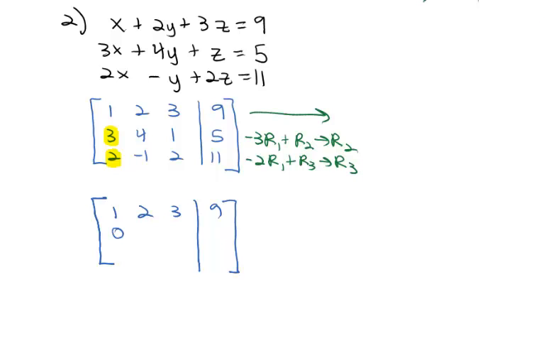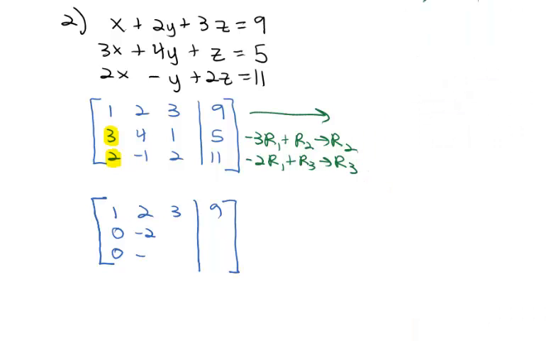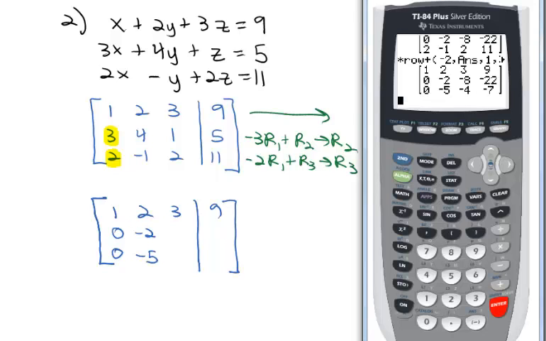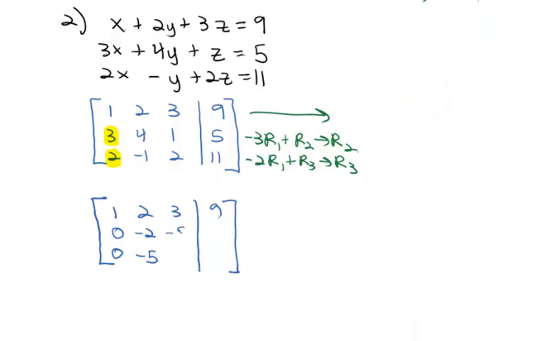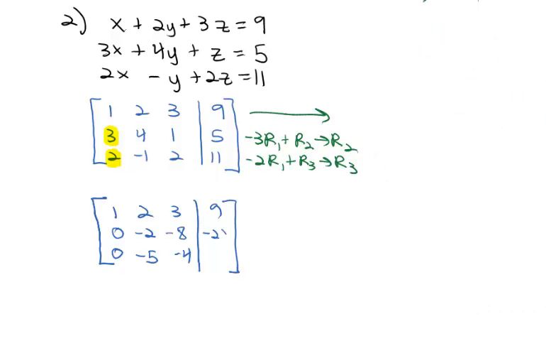So I'm going to do it in columns. That's not standard, but helps me type it in here. -2 and -5 in the center column. -8 and -4. And -22 and -7. So now that gives us that 1 with all the zeros underneath it.